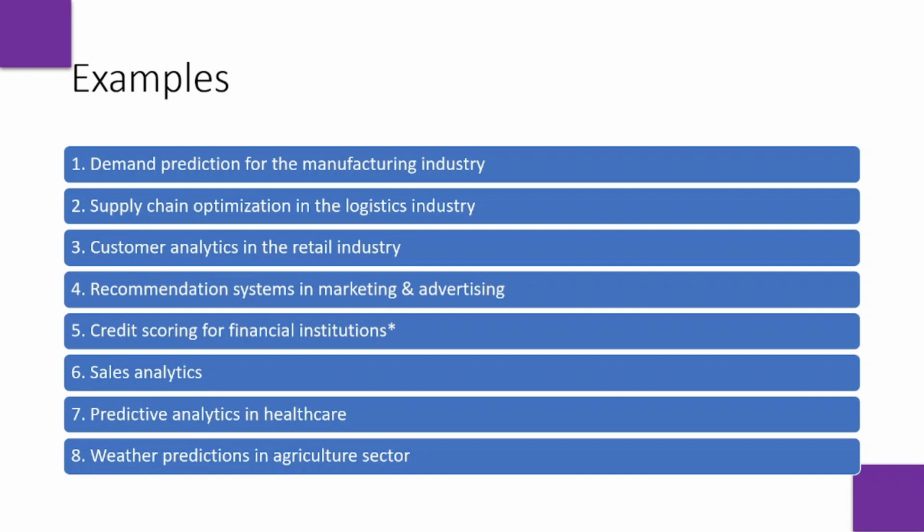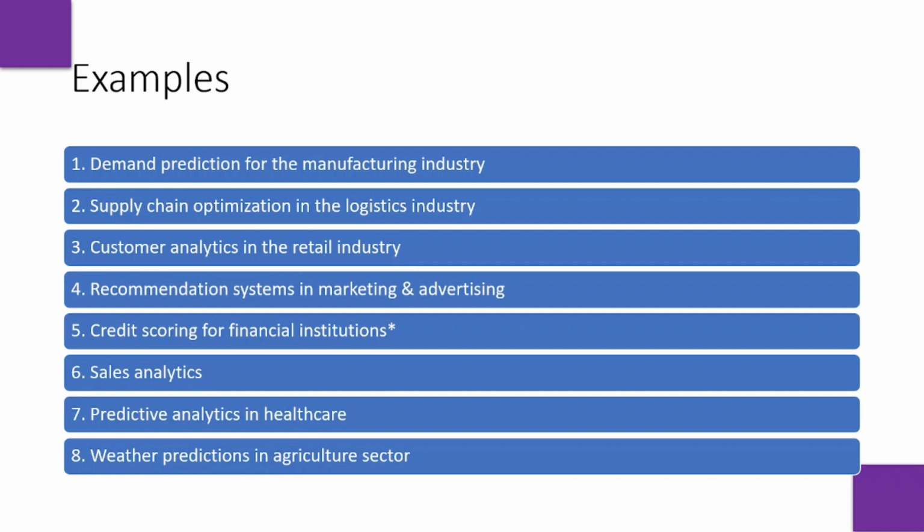So one is demand prediction for the manufacturing industry. What will be the demand of any product in the coming days? One is supply chain optimization in the logistics industry, right? We actually want to fulfill the needs of customers. So where logistics comes into the picture, we just want a proper pipeline working. So that is where it fits, right?